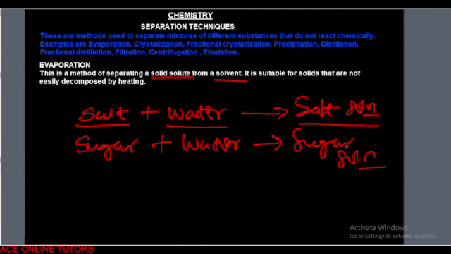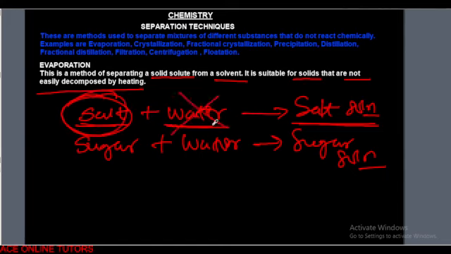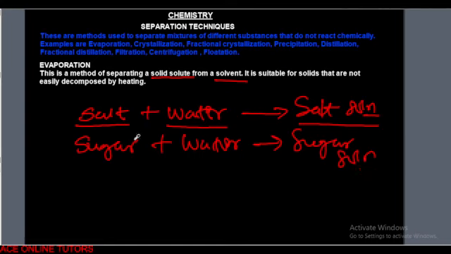Now we use this method for solids that are not easily decomposed by heating. Now what we do in evaporation is that, since we have mixed salt and water together to form salt solution, we now want to get back our salt. Now note something about evaporation. Evaporation is mainly concerned about the solute and not the solvent. Evaporation does not consider the solvent at all. It only considers the solute.